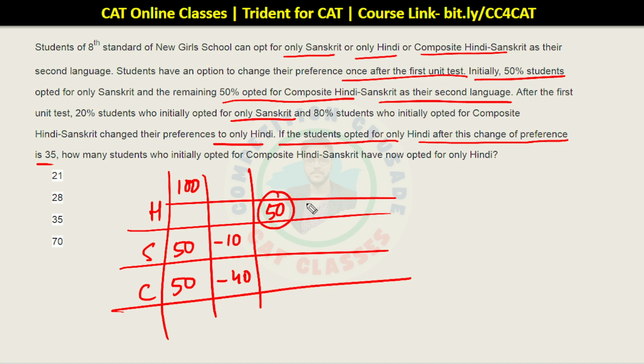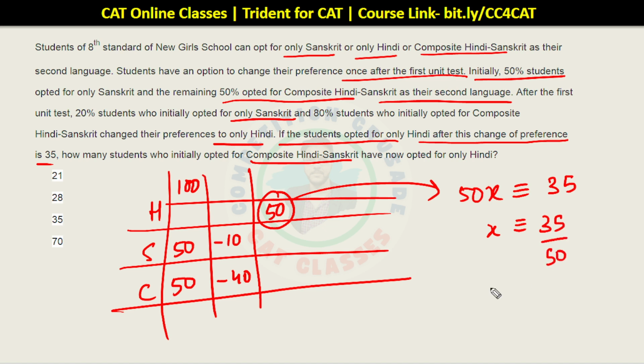Now, what does this mean? That this 50x is equivalent to 35. How many students who initially opted for composite Hindi Sanskrit have now opted for only Hindi? If you pay attention, those 40 students who opted for the composite now have opted for the Hindi part, right? So x will come out to be 35 by 50, and 40x will be 35 by 50 into 40. This is 0.7, this is 28. Let's go to the next question.